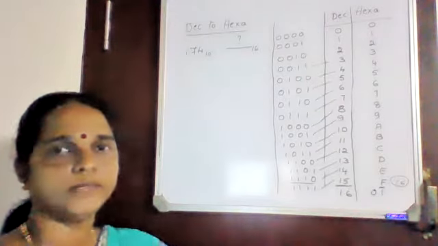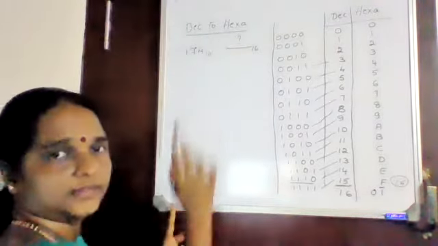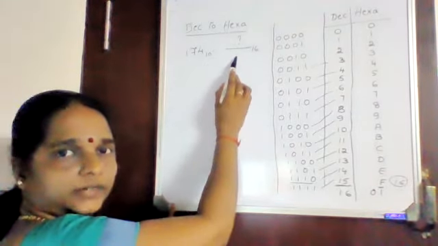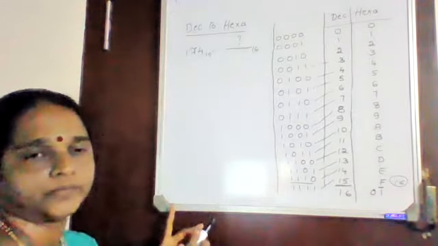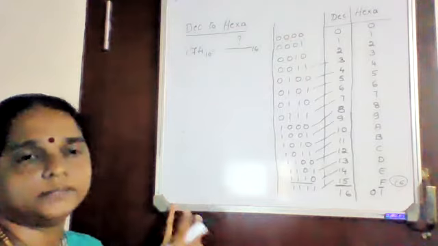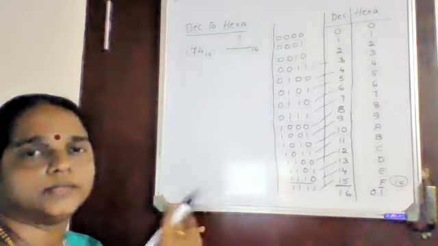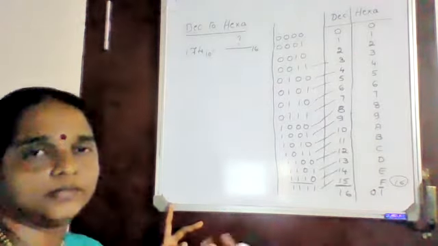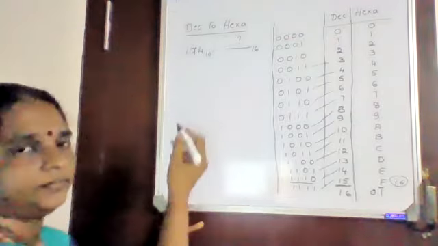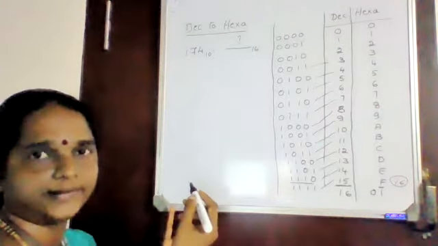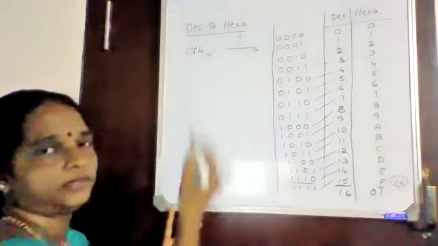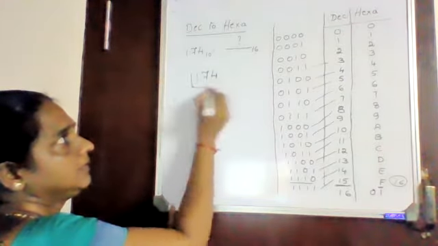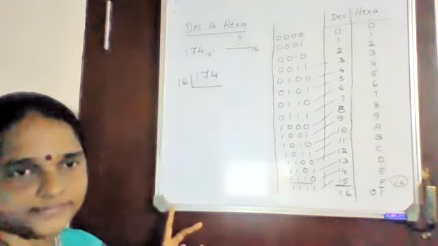Next conversion is decimal to hexadecimal. Let us take one example, 174 base 10 to be converted to base 16. As we have done for the octal or binary number system, to convert decimal to hexadecimal, decimal to binary or decimal to octal, we do repeated division by its radix. Here also we do the same thing: repeated division by 16.